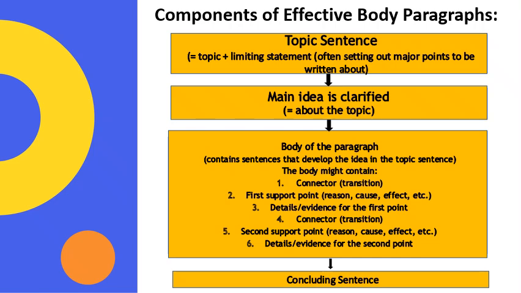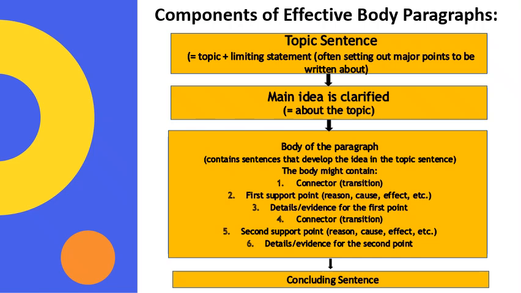Then within the main part of your paragraph, the body, is where you have sentences that develop the main idea. So it might contain a connector sentence that transitions from what your main idea is to your first support point. And then you're going to have your first supporting point, and this could be a reason, a cause, effect. It could be one example.